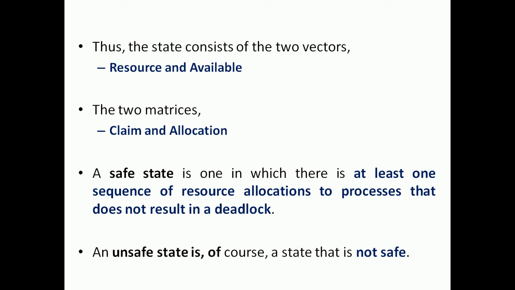What do you mean by safe state? The safe state means that there is at least one sequence of resource allocations to processes that does not result in a deadlock. Given a simple example of the safe state, we have four processes named P1, P2, P3 and P4 respectively, and they require some resources in such a way that R1 needs X number, R2 needs Y number and R3 needs Z numbers.